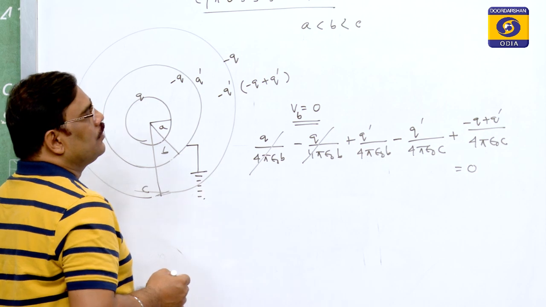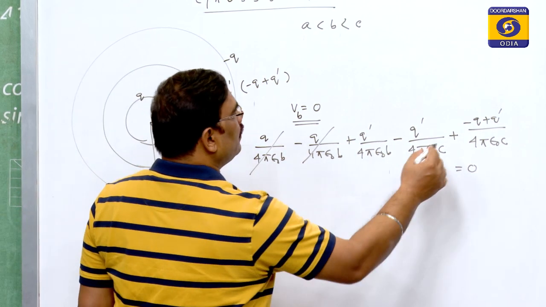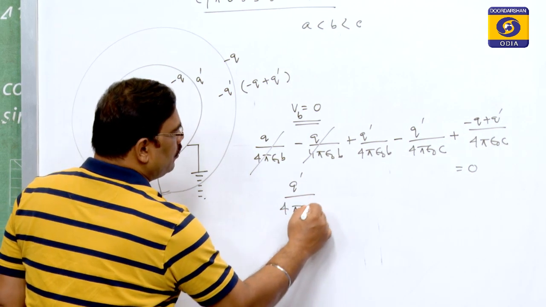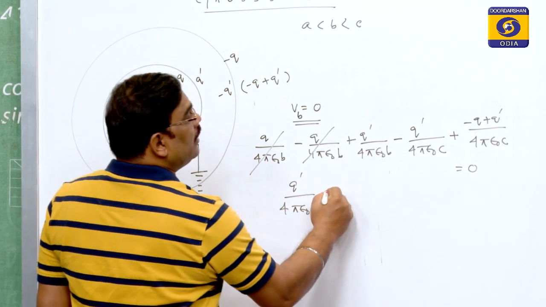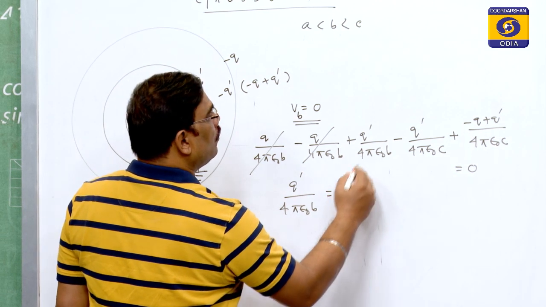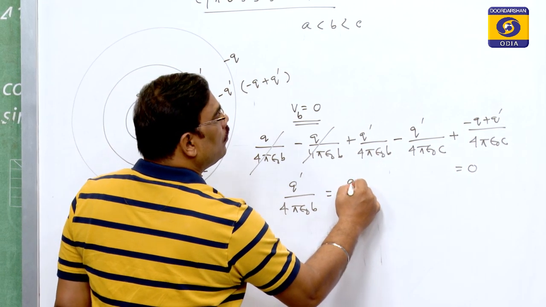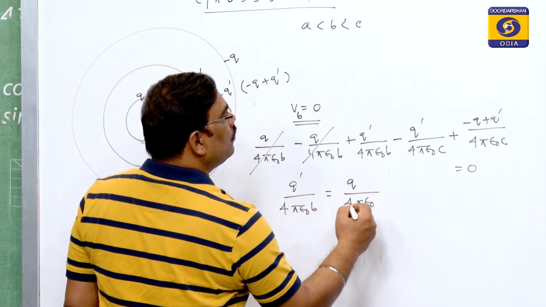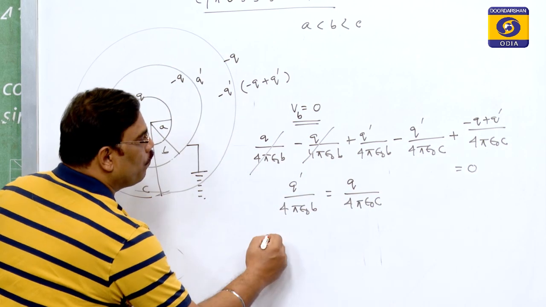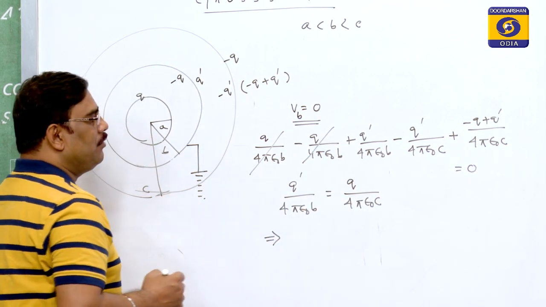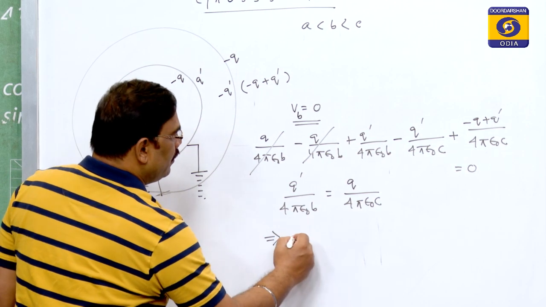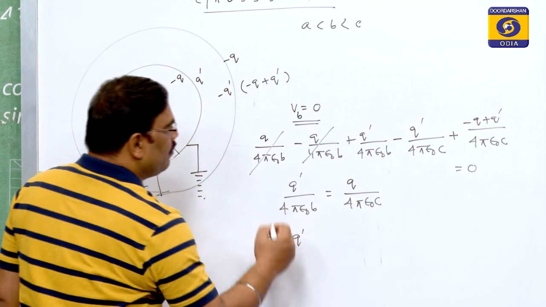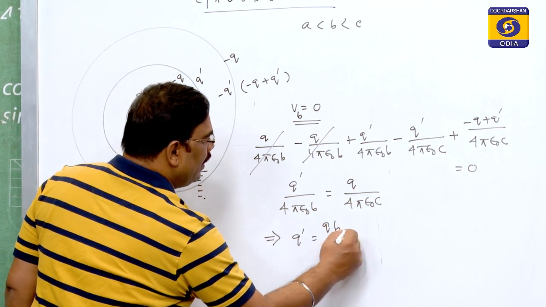Okay. So, what I get is Q dash divided by 4 pi epsilon 0 B is equal to Q divided by 4 pi epsilon 0 C. So, 4 pi epsilon 0 will be cancelled out. My intention is to find out the value of Q dash. So, Q dash equal to Q into B divided by C.